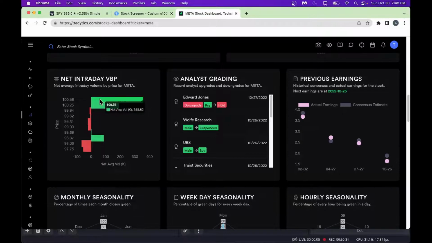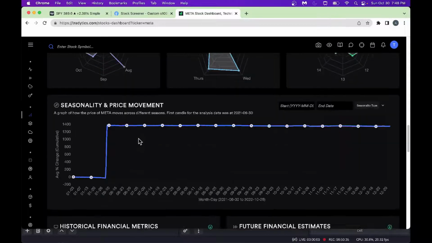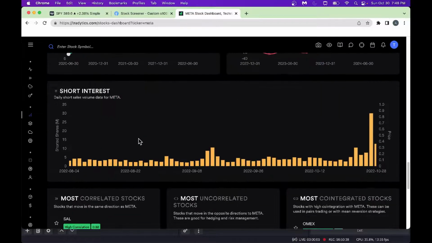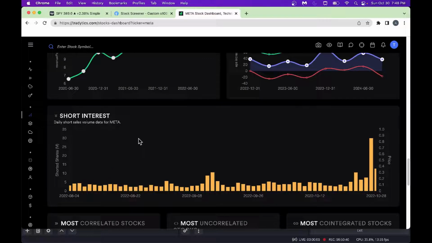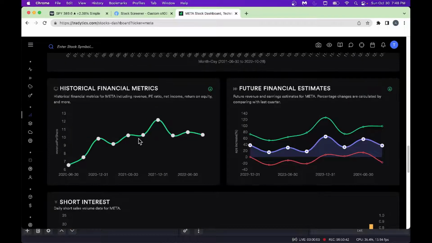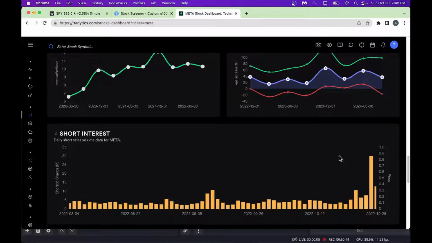There's a good support level around $100, as you can see here. There is seasonality and so on and so forth here. And this is a good one here. Look, it also tells you about the short interest here. Look, Meta has had a big short interest. I mean, not like other small cap names, but at least higher short interest here.